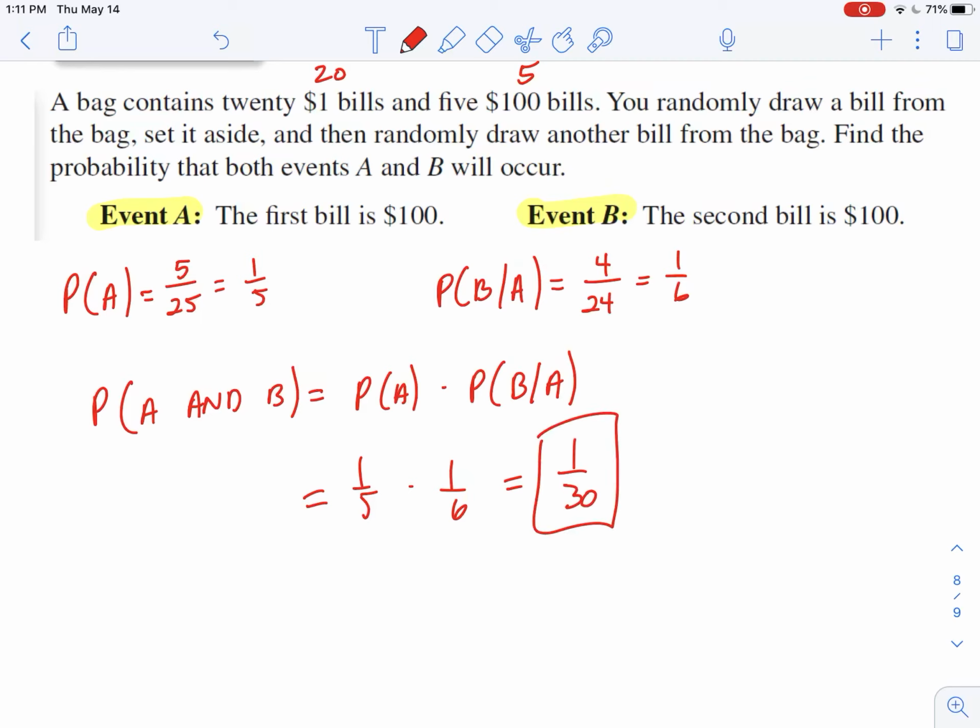Obviously, we could also answer it in the form of a decimal, so 0.03 repeating, or we could answer it in the form of a percentage, so about 3%. Now, what does that mean? It means the probability that you would draw two $100 bills is about 3%, because you're going to get a $100 bill on the first draw, and you're supposed to get a $100 bill on the second. So that's how you find the probability of a dependent event.